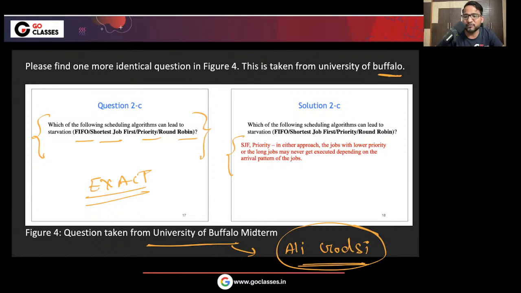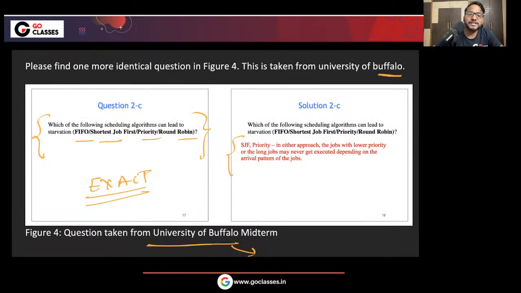I used to study from him, and my Amazon interview, all of the machine learning that they asked, mostly Ali Ghodsi's lectures helped me there. So the crux is that this is a very nice university. All I want to say is this, okay?